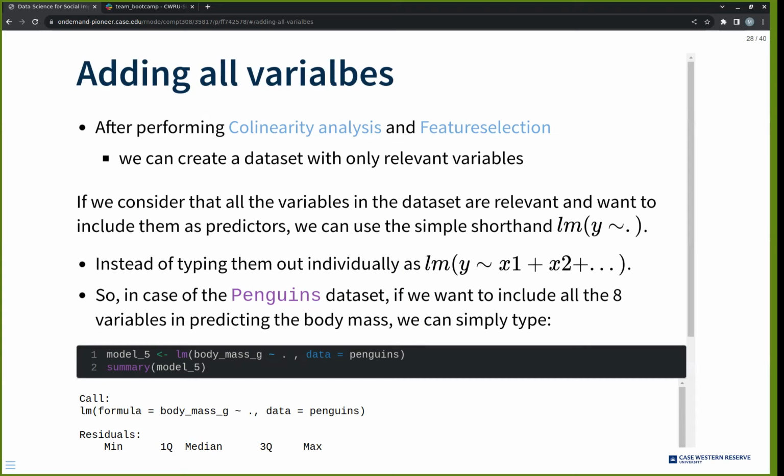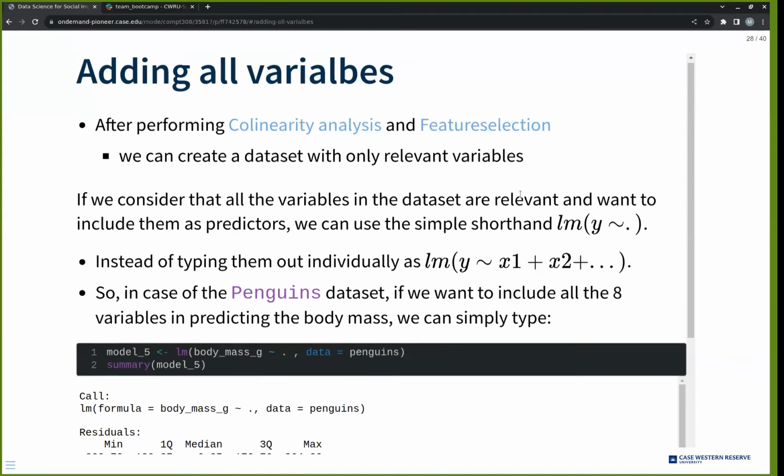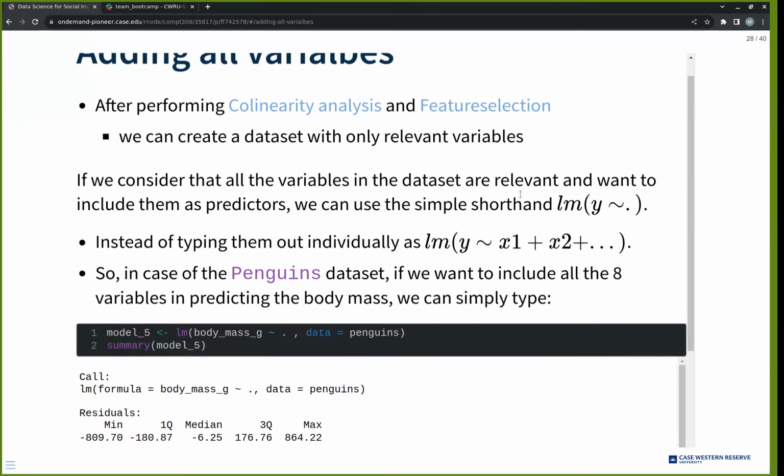Once you have done collinearity analysis and feature selection that we talked about initially, and I also showed you collinearity analysis a bit in the GGpairs slide, where we found out that three variables are highly correlated to the body mass, then you can create a data set with only the relevant variables, the ones important to your response. We're not doing that, but you can go and learn more about collinearity analysis and feature selection. I've provided a link for that. You can even find it in that open source book that I have linked.